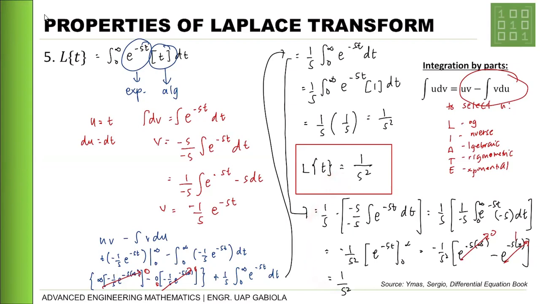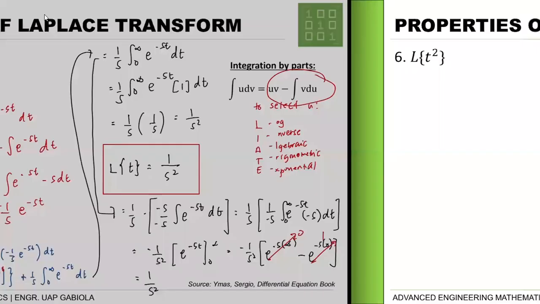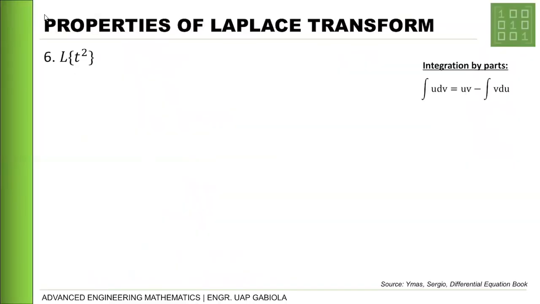So, another solution lang yun sa kanya. Okay? Now, we proceed with the sixth one. Ang case naman natin is naka-square naman yung t natin. Okay? So, applying the same rules that we have been using.